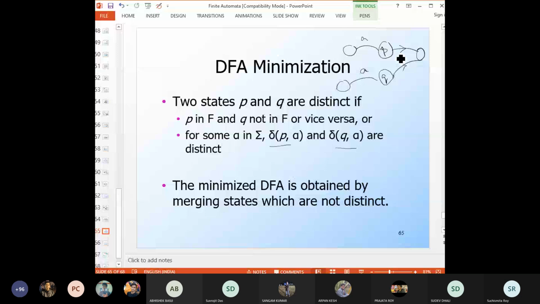So first we have described what are distinct states. First of all, a final state and a non-final state are distinct. They are not the same. And also if there exists some input character for which one goes to one state and the other goes to a different state, then they are not the same and you cannot merge them.